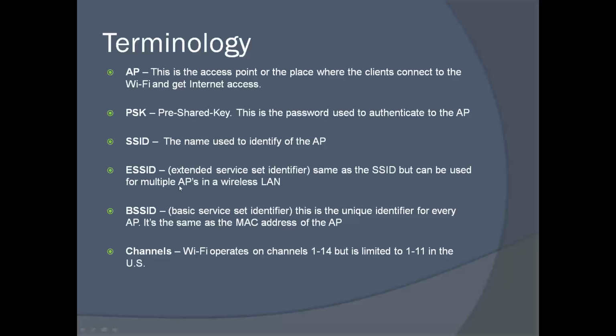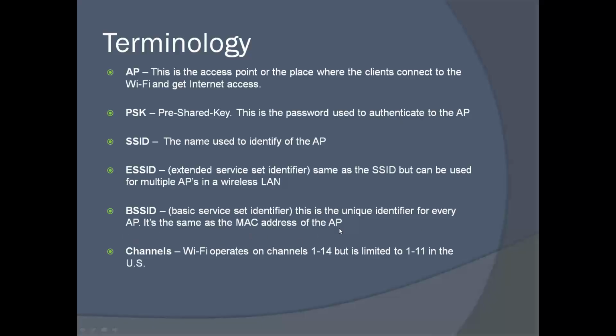So that, for instance, if I have multiple APs in my office or in my school, in my business, then I can give them all the same name, all right? And that would be the extended SSID. For our purposes, for hacking, the most important thing is the BSSID, the basic service set identifier. This is the unique identifier for every AP. It's the same as the MAC address of the AP.